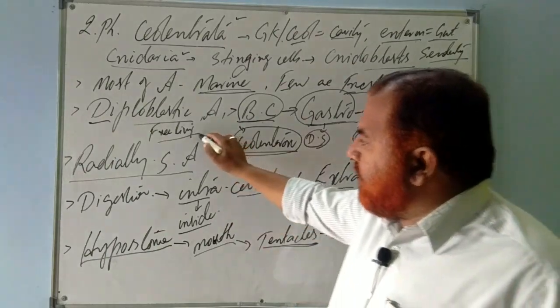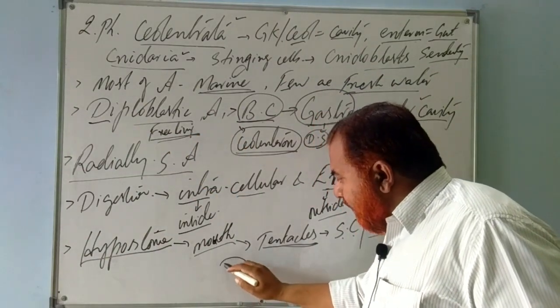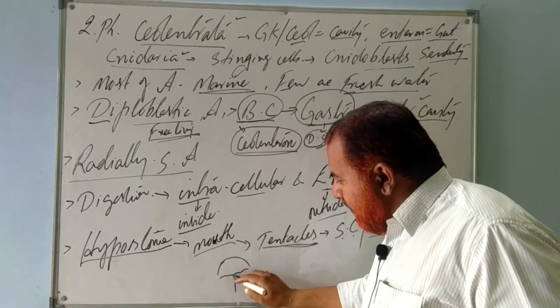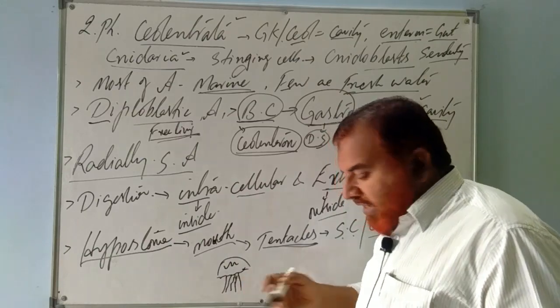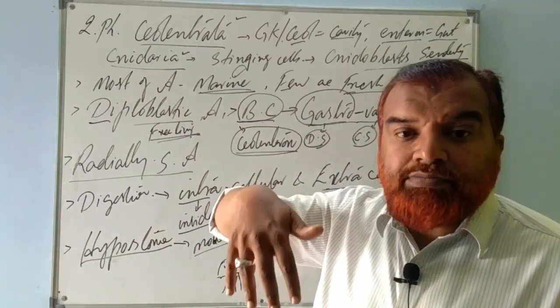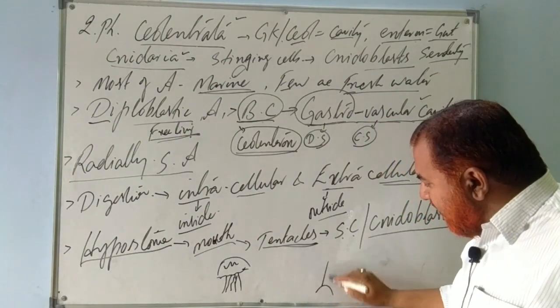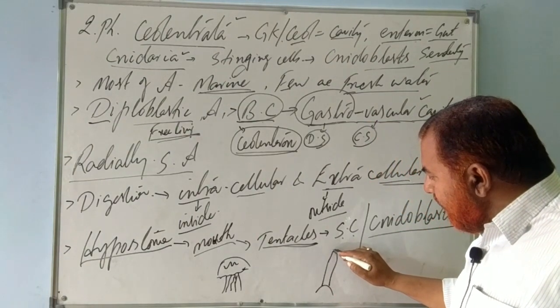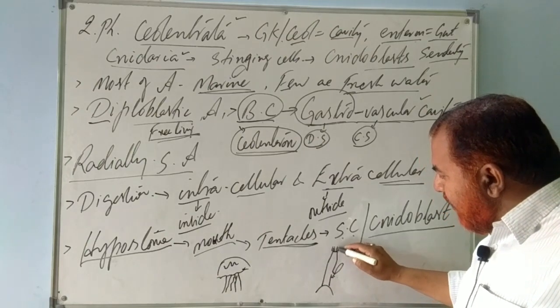So free living animals. Here in Aurelia, you find, just a rough diagram to understand. Clear? It is known as moon jellyfish. In Aurelia, you find the tentacles below. Whereas Hydra is attached to a substratum. This is the hole. There are tentacles. Hydra also reproduces by budding. So here you find tentacles.